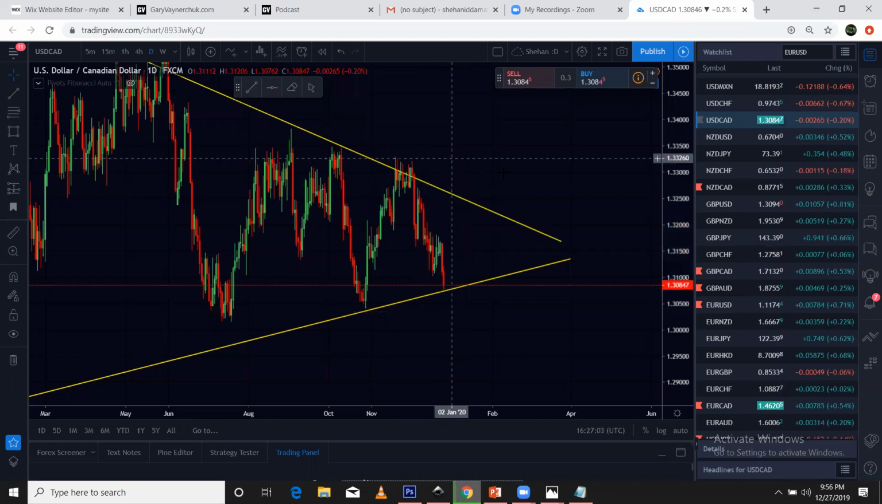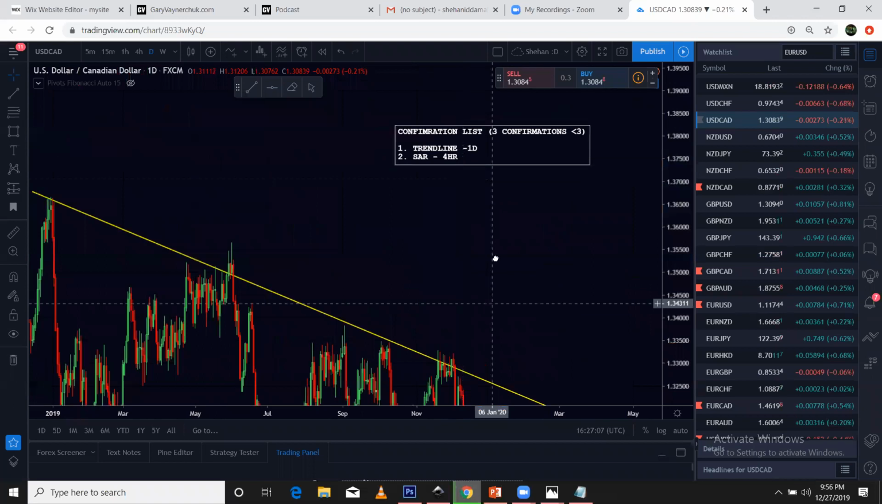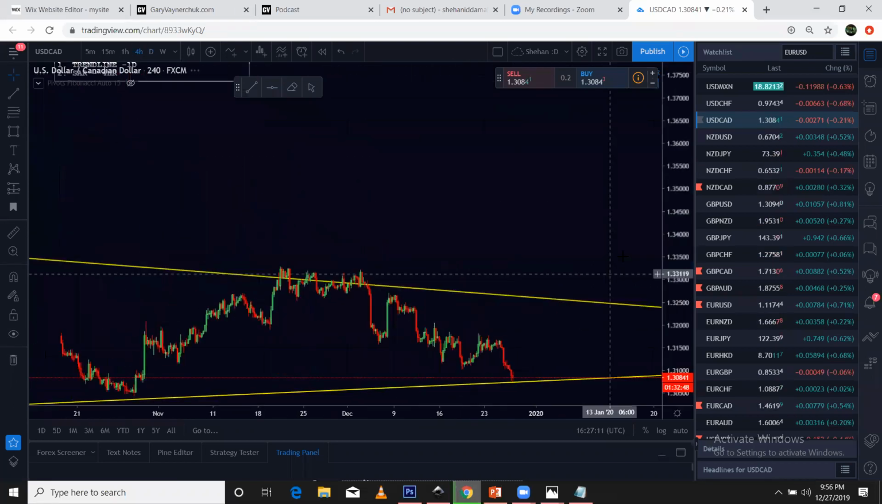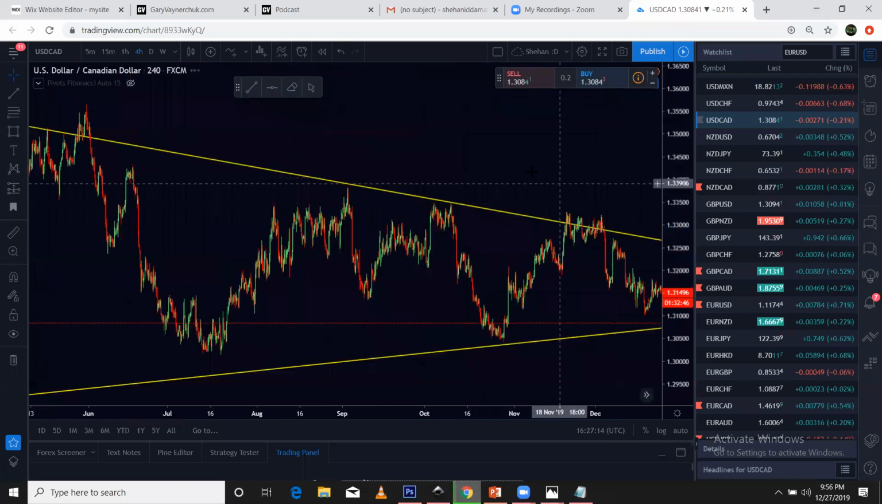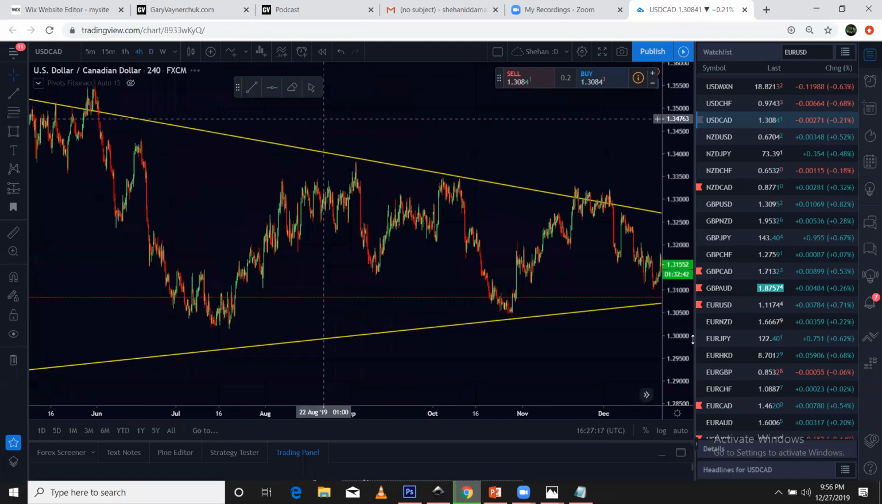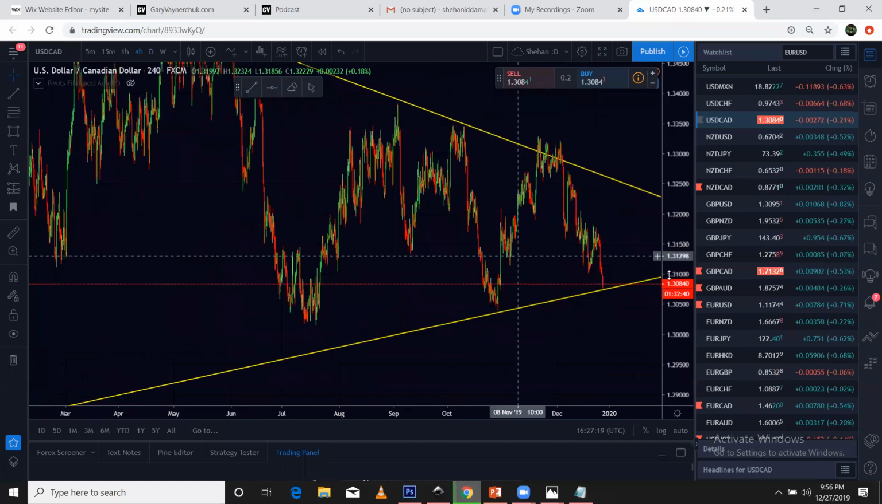So we are still checking the confirmations. Now, as I said earlier, number 2 is support and resistance zones in the 4-hour chart. I'm going to go to 4 hours. Okay. So this is my view in the 4-hour chart.